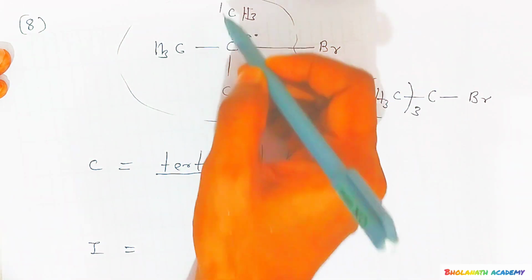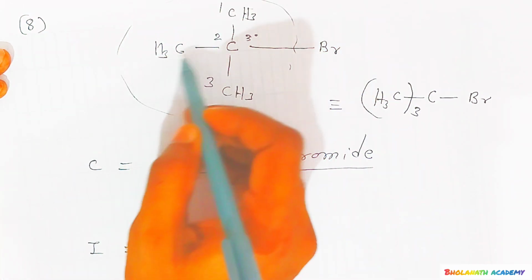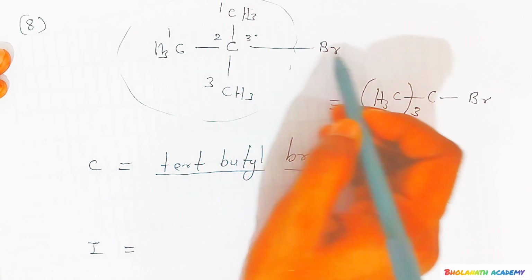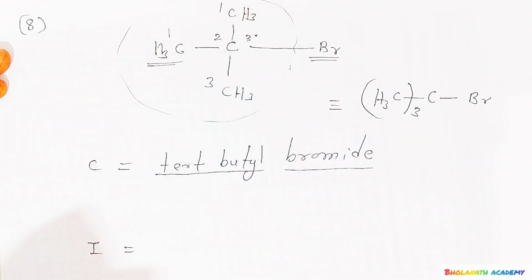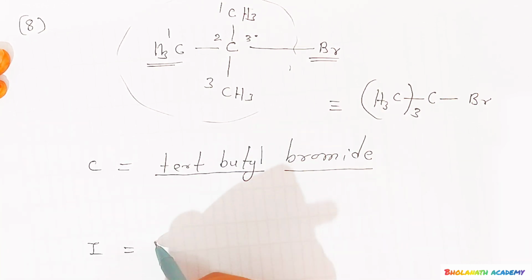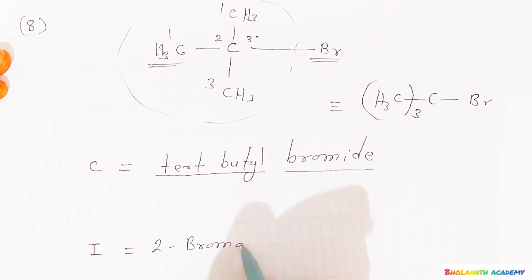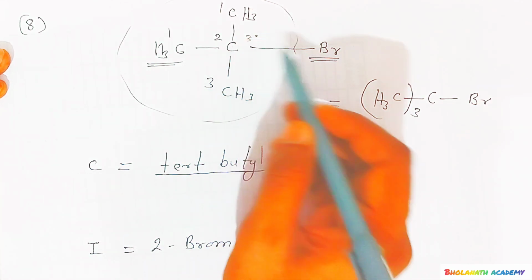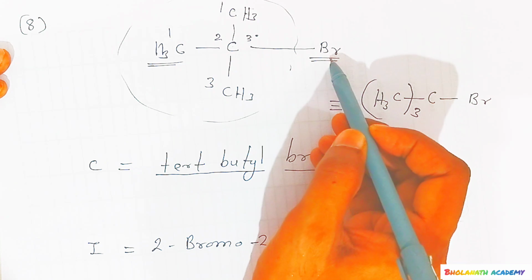So this way, if you are numbering 1, 2, 3, or this way again 1, 2, 3, this carbon number 2 will contain 2 substituents, bromine as well as methyl. Students, in alphabetical order B is coming first, so we will write 2-bromo first, and then 2-methyl. At carbon number 2, two substituents are attached, bromo and methyl.